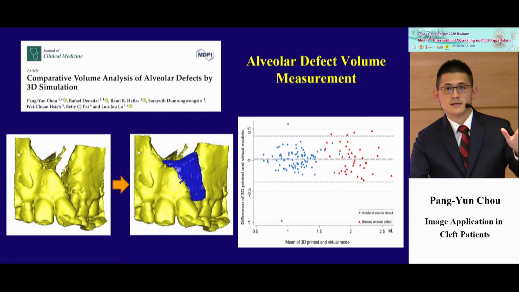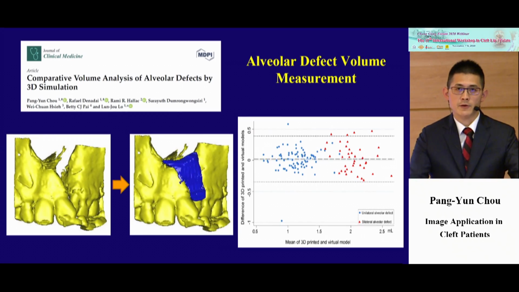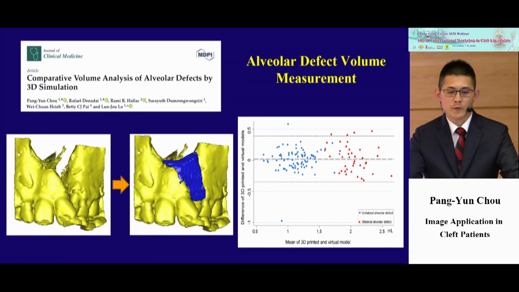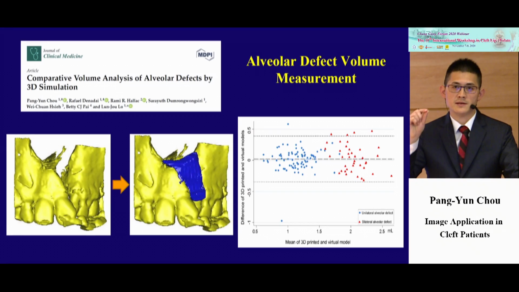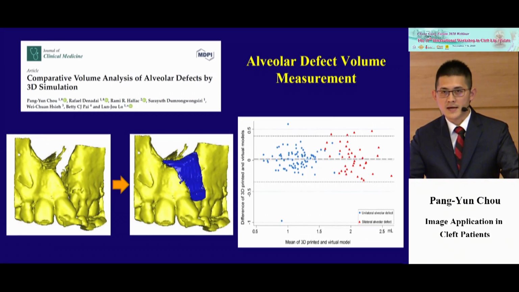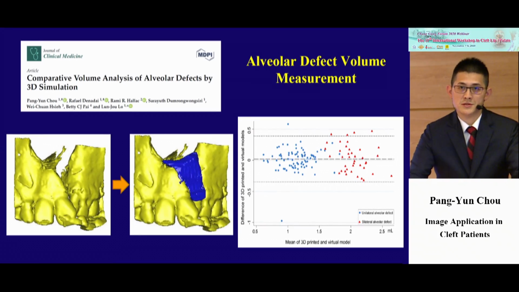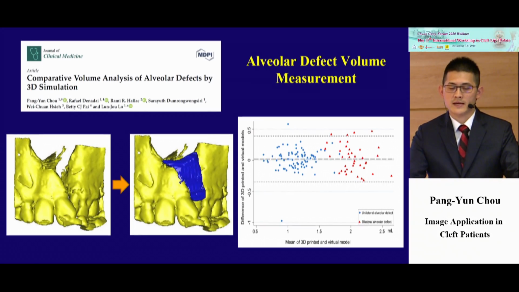We use the combined CT, and we can print the model of the alveolar cleft defect, and we can measure it using putty to know what the volume is. On the other hand, we can use the combined CT with software, for example the simple one we use, to measure what the real defect is inside.